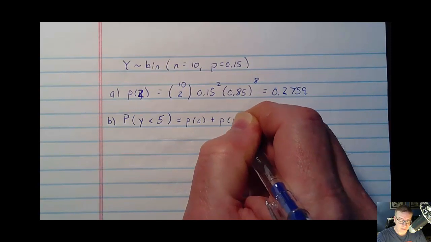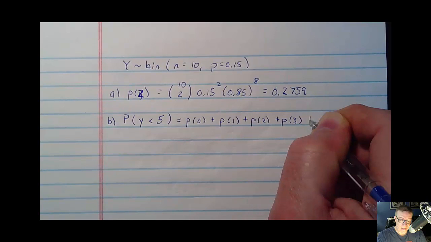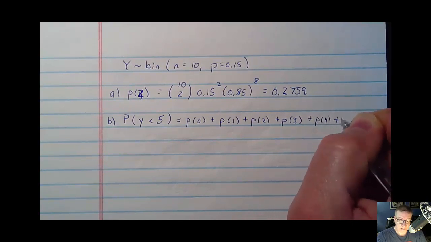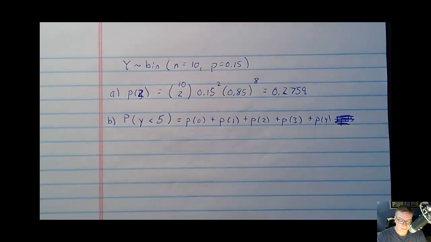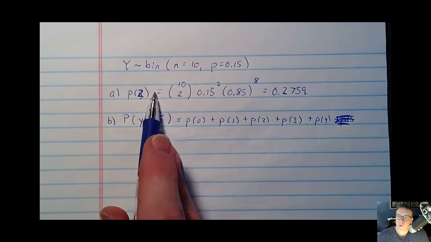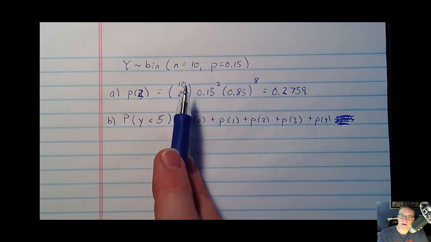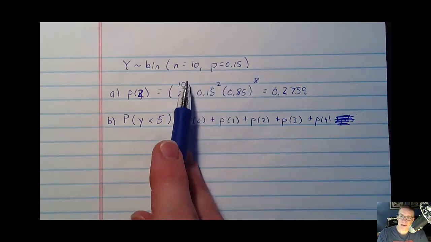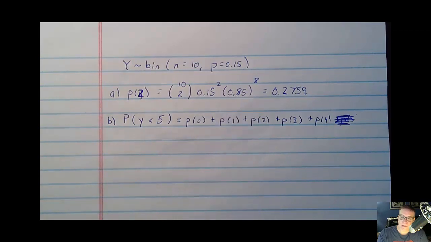Now, that means that we could find p of 0 plus p of 1 plus p of 2 plus p of 3 plus p of 4. Oh, we're not going to include the 5, so it'll just go up through p of 4. We could find each one of these probabilities the same way that we did right up here. But doing this by hand would be pretty tedious, especially trying to find these combinations. Even if we're using the calculator, that would be pretty tedious.